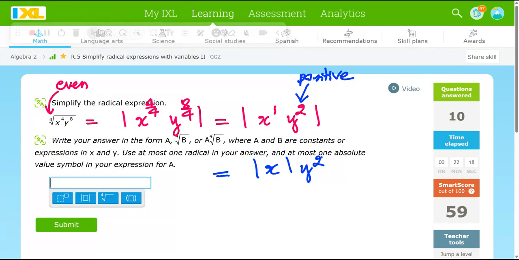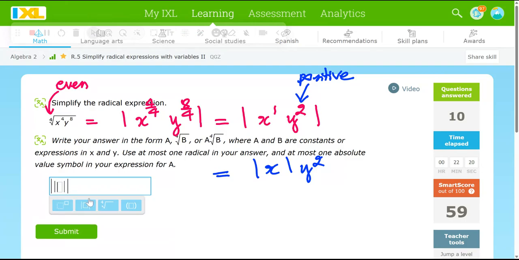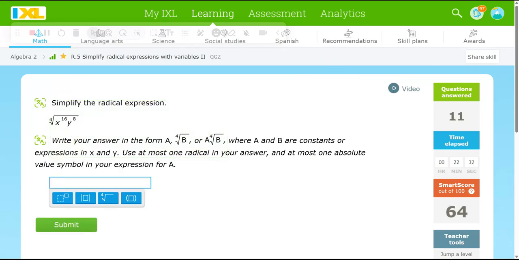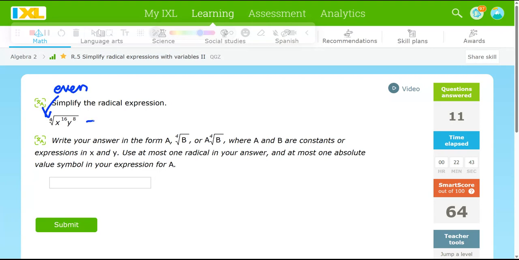So I go to the answer box, I put absolute value of x, and then outside I put y squared. Alright, submit, voila. Same thing again. Okay, this is an even root, so you need the absolute value sign.